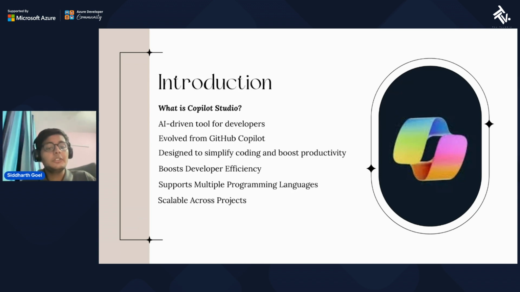Then Copilot Studio is a tool which has evolved from GitHub Copilot. Like, this is the next generation GitHub Copilot. It takes on the legacy features of GitHub Copilot and adds more capabilities to it. GitHub Copilot was related to improvising code features or suggesting code completions while you are writing code. But Copilot Studio is an entire full-fledged tool, which is an advanced version of GitHub Copilot. It is designed to simplify coding and boost productivity.